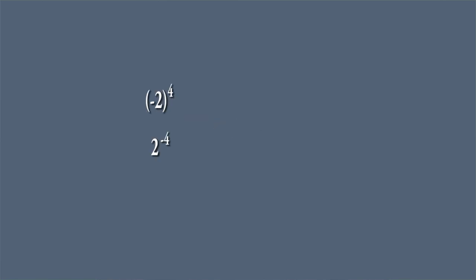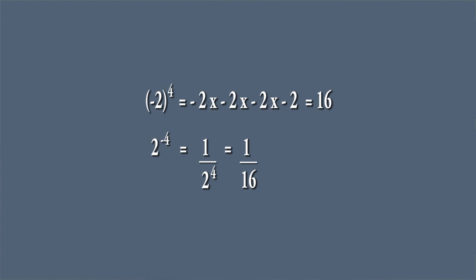Is minus 2 to the power 4 same as 2 raised to minus 4? We will check. Minus 2 power 4 is minus 2 times minus 2 times minus 2 times minus 2, which is 16. But 2 power minus 4 is 1 by 2 to the power of 4, which is 1 by 16. So they are not equal.